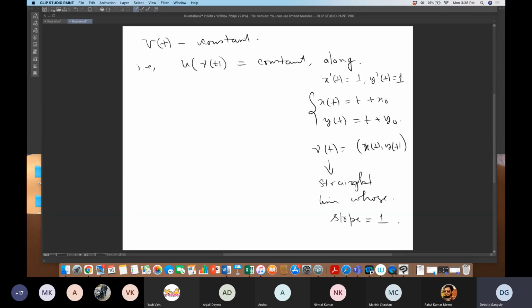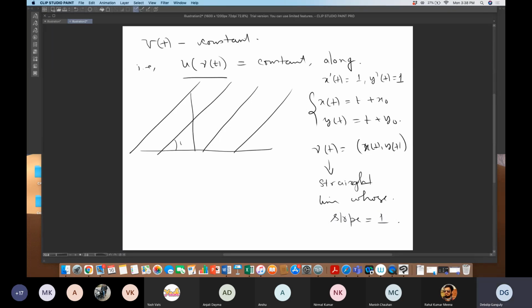Along these lines, the solution necessarily has to be a constant. That means if you draw the curves, these are the lines with slope 1. Along such a line the value of u is constant. The value here is equal to the value here, and that is equal to the value here. Now try to get information from the given data.